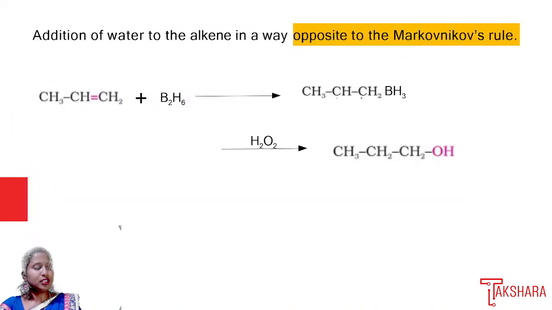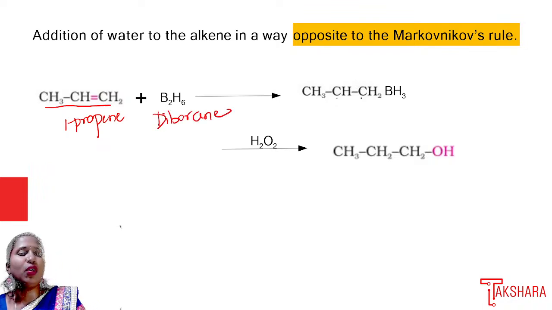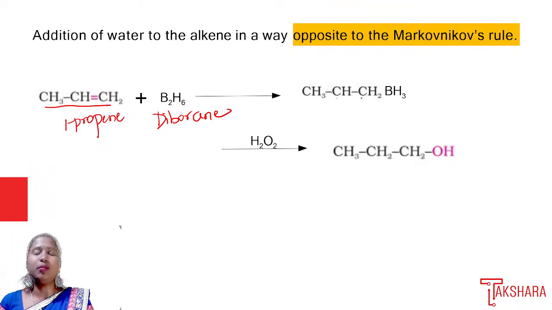Then, next question: addition of water to the alkene in a way opposite to Markovnikov's rule. Here the reactant molecule is 1-propene. When 1-propene is treated with what? Diborane. Here they are saying addition of water to the alkene in a way opposite to Markovnikov's rule.